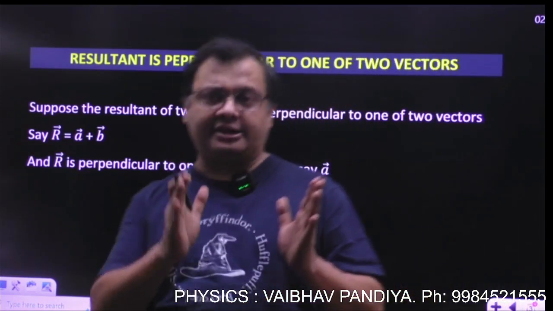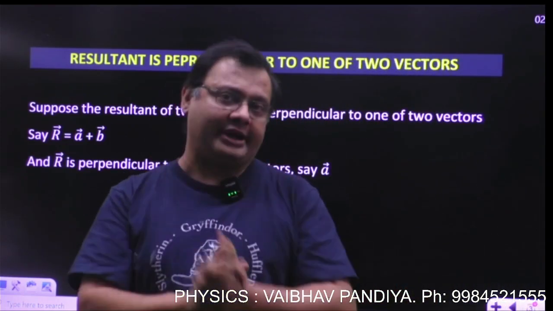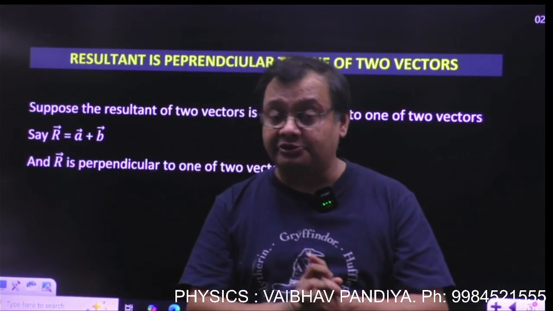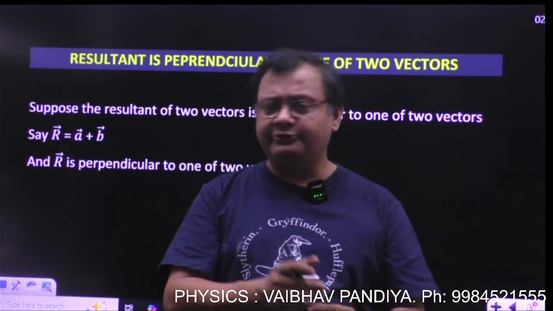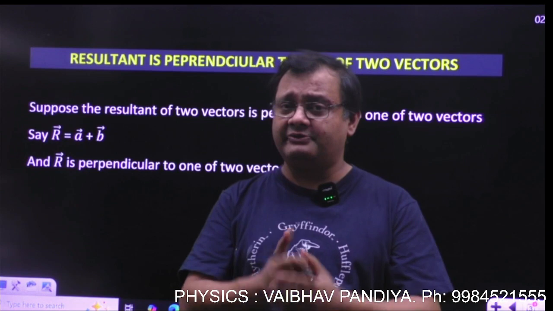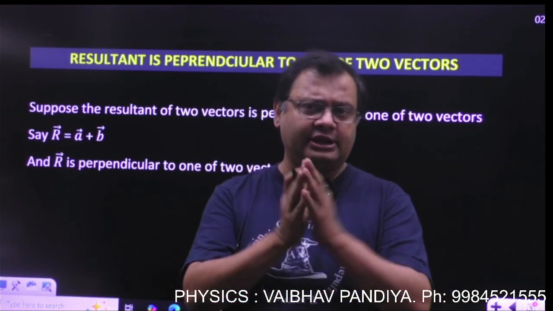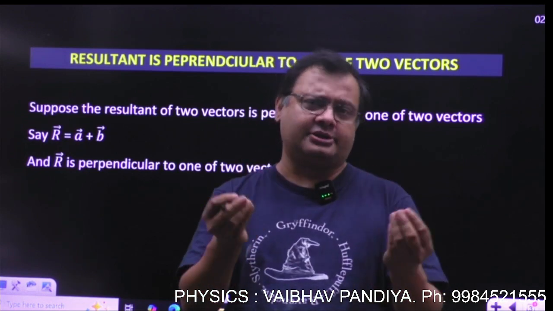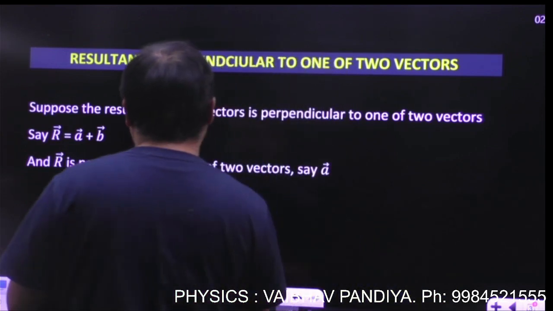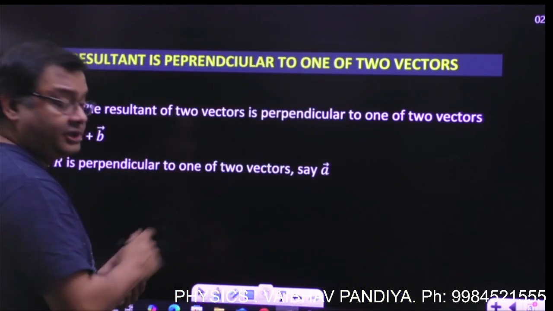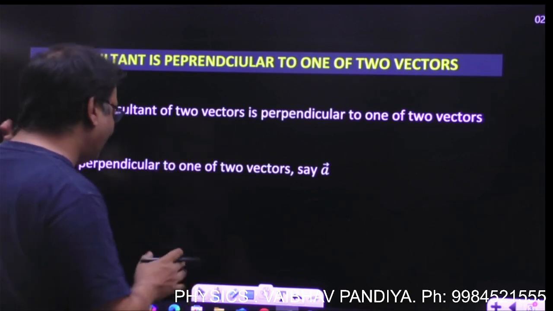The resultant of two vectors is perpendicular to one of the two vectors. Now this is the analysis which will find very frequent applications in the numerical problems and MCQ, and if in this analysis we will go for the geometric approach, then it will take less than a minute to get the answers. So the scenario is that suppose there are two vectors A and B and the resultant of the two vectors is perpendicular to one of them.